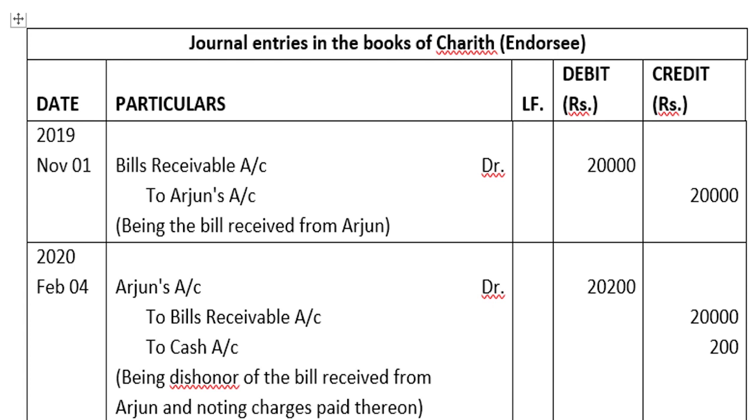The bills receivable given earlier has been dishonored, so it has lost its value, asset has lost its value. Again, Charit has incurred 200 rupees noting charges which he has paid in cash. So he will recover the same from Mr. Arjun. So Arjun's account debtor to bills receivable account to cash account.